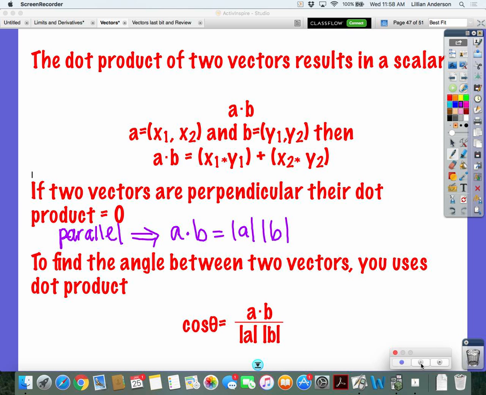When you find the cosine, you use the dot product divided by the product of the magnitudes. No, the dot product is a scalar. It's a number. It does not represent the magnitude. You divide it by the product of their magnitudes, and then you take the cosine inverse to actually find the angle.